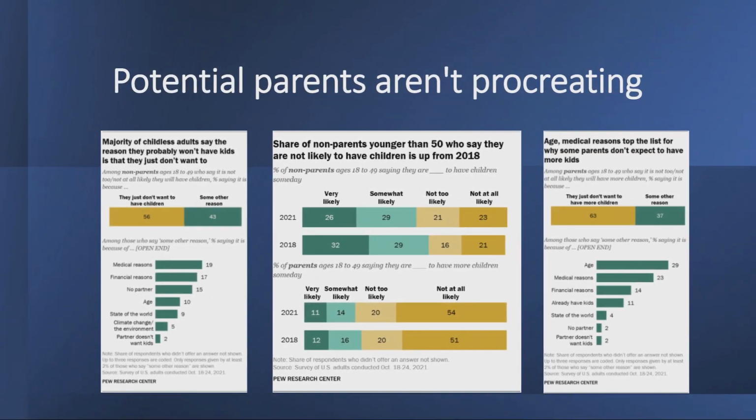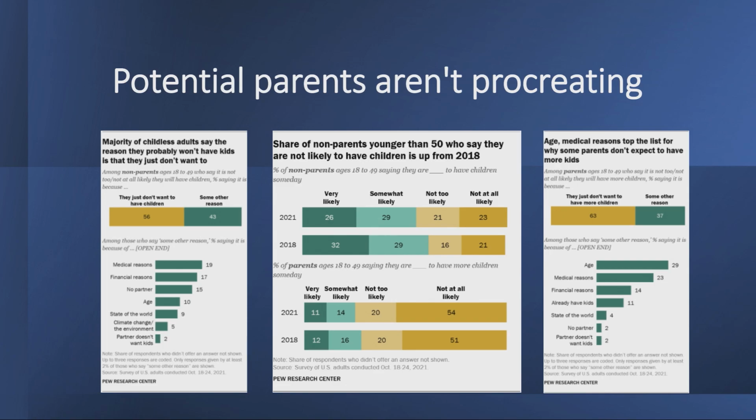And parents aren't really procreating. We talked about the low rates of under 18 growth in everywhere but the South. In fact, everywhere else it was negative. The South had an appreciably low rate. So the majority of childless adults say that the reason they probably won't have kids is they just don't want to. Medical reasons, financial reasons, no partner, age were the leading causes cited. And the share of non-parents younger than 50 who say they are not likely to have children is up to 23% from 21% in 2018.